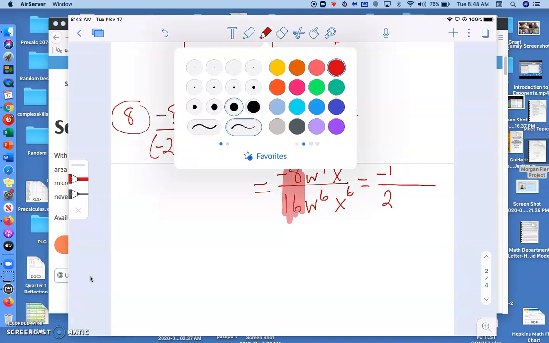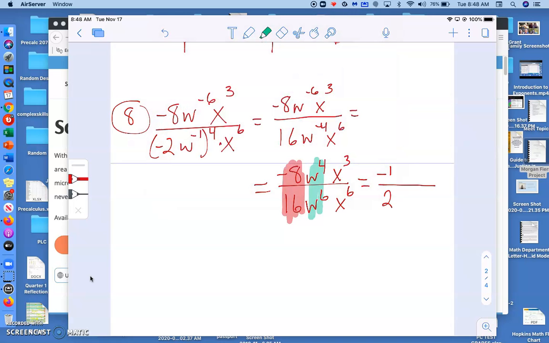Now, if we look at our w's, there's more w's on the bottom, so w squared. And now we look at our x's. There's more x's on the bottom, 3 more, so x cubed. So again, it all depends upon where there's more is where we put that. So 4 and 6, there is more w's on the bottom, 2 more. X's had 3 and 6, there's 3 more on the bottom. And you're done. You'll notice there's just the number, and then we have one base of w and one base of x, so we're done.